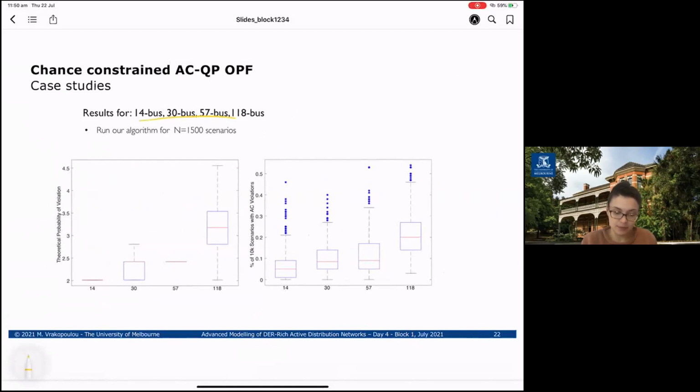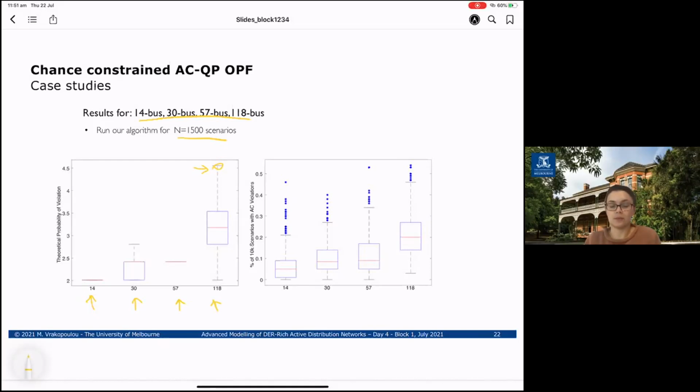Some other examples with bigger networks are here. The 14 is the one that we tested for, and focusing now for the 1500 scenario cases. And again, we do have these box plots with 500 scenarios randomly picked from the pool. And you see that the theoretical probability of violation that you can construct here after the solution is quite low, but still can be, in some specific cases, up to 4.5 for the 118.